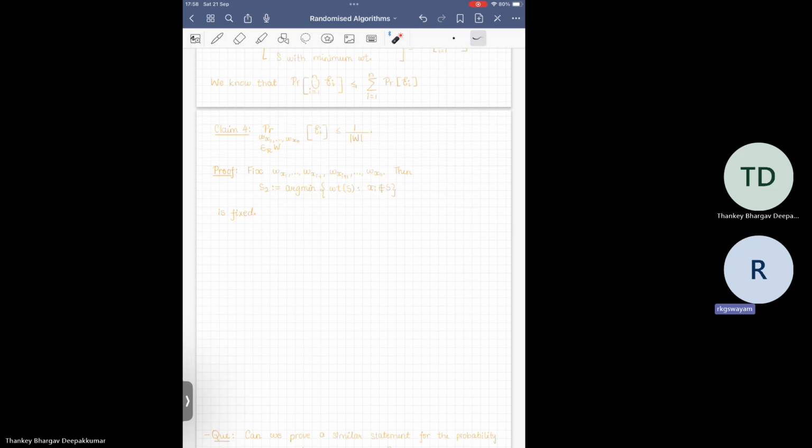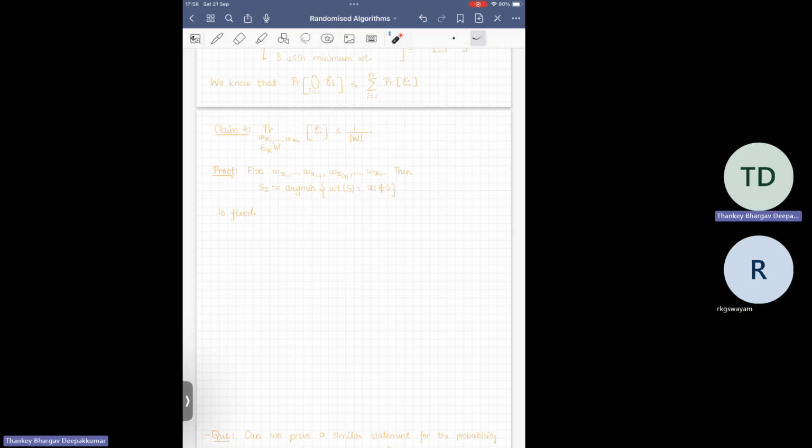Because S2 is the minimum of all the subsets wherein xi is not an element. Out of the many weight assignments, we pick the one whose weight is the minimum. That would be right, but the question is, in what sense is it fixed? Now I understood your question. It could be anything, but then do we have any lower bound for this?